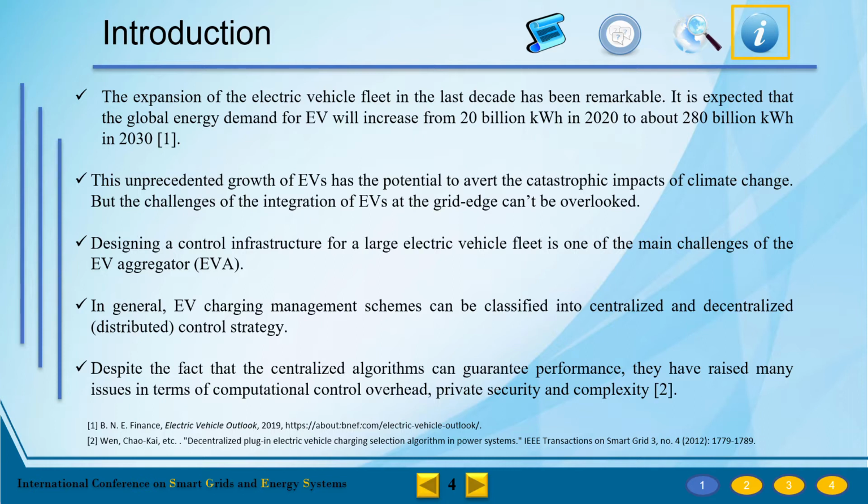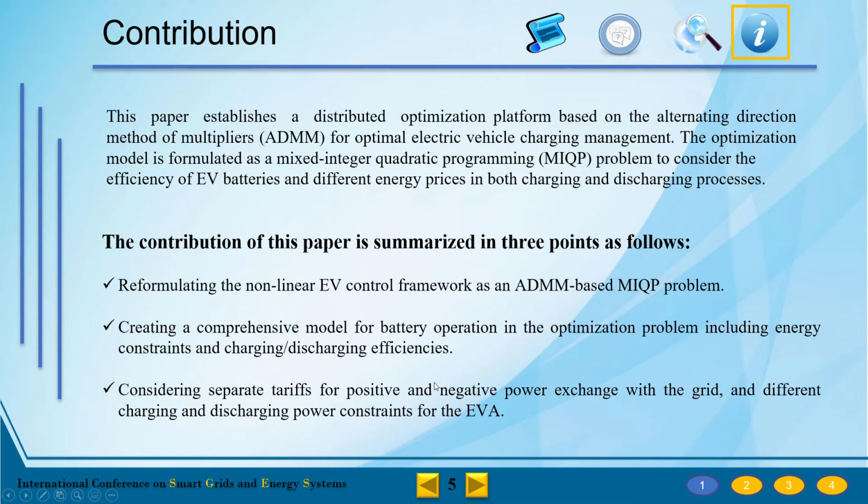So here the role of electric vehicle aggregators is really important, so they can manage the electric vehicle charging. Charging management can be solved using centralized and decentralized methods. And despite the fact that centralized algorithms can guarantee performance, they have some issues such as privacy issues or complexity and so on that you can see in the next slides.